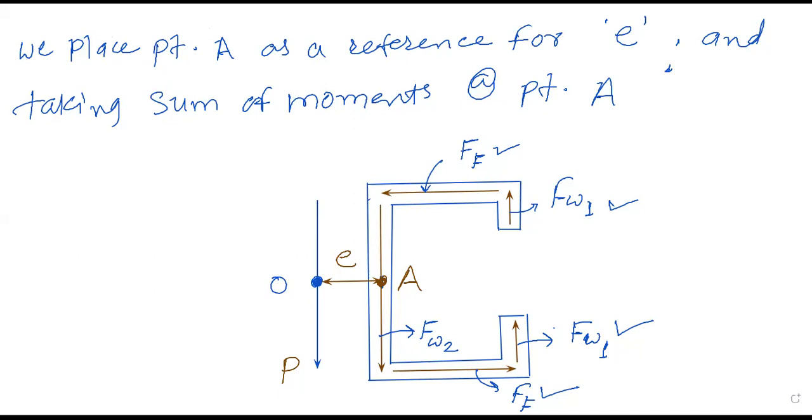Okay. So now FW2 will pass through point A, so it will cause zero moment. The remaining are FF and FW1, so they will cause the moment. So now we will consider only these two forces, FF and FW1. The same force taken in the upper part is taken in the lower part, and the same force here is taken here as well, because the cross section is symmetrical. Right. Did you understand?